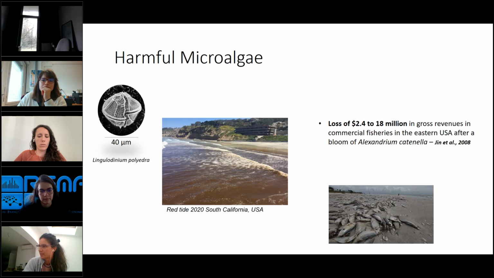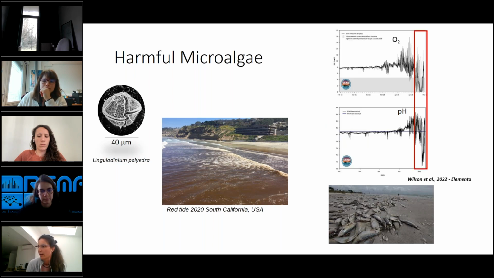So why is this massive die-off occurring? Because the high photosynthetic activity of these microalgal cells and the high respiration during the night can often yield a combination of hyperoxia, and then anoxia in the seawater, and drastic decreases in the pH, which is really harmful for most of the organisms that are present in seawater.